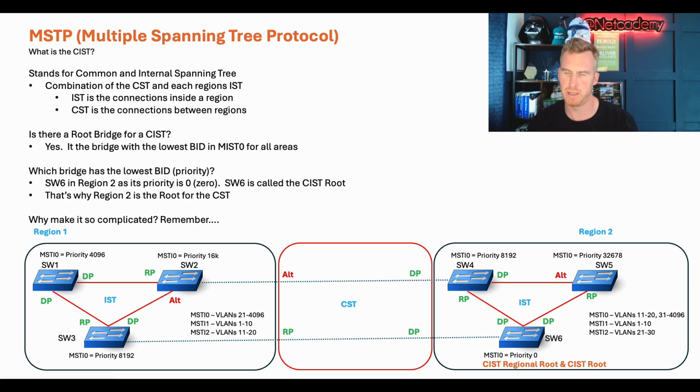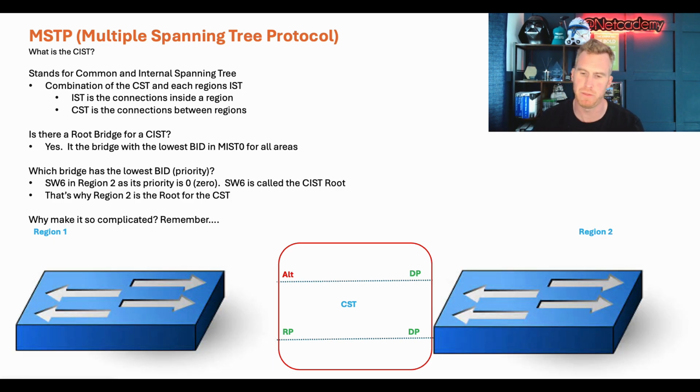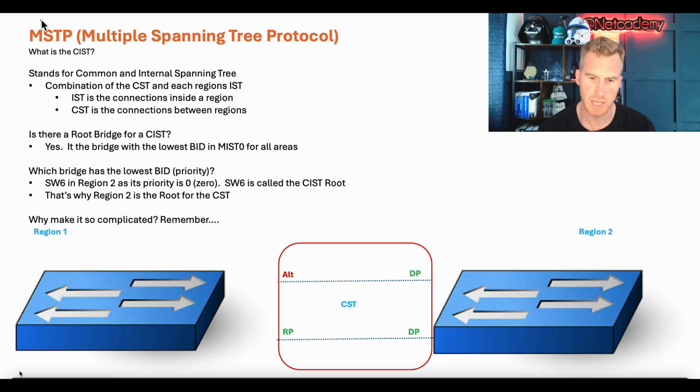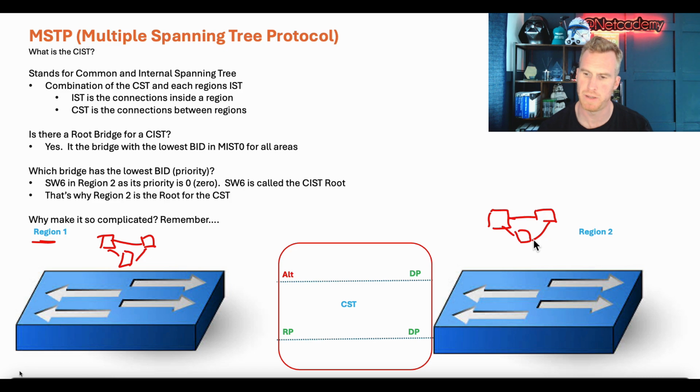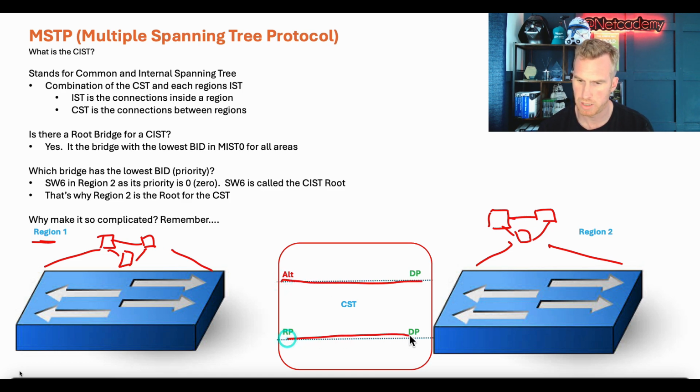But why on earth make it so complicated? It's just the protocol at the end of the day, but hopefully this helps. I've said it a few times. Just know that every region, from an outsider's perspective, is seen as one giant logical switch. So even though in region 1 there were 3 switches connected together and the same in region 2, it's seen as one logical switch. And just like logical switches, they have to be connected to and from each other.